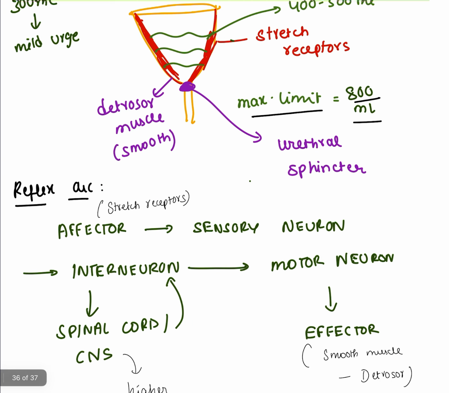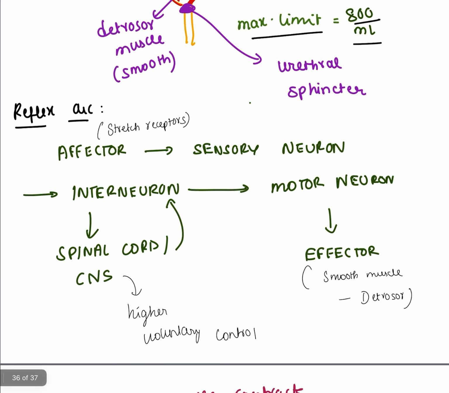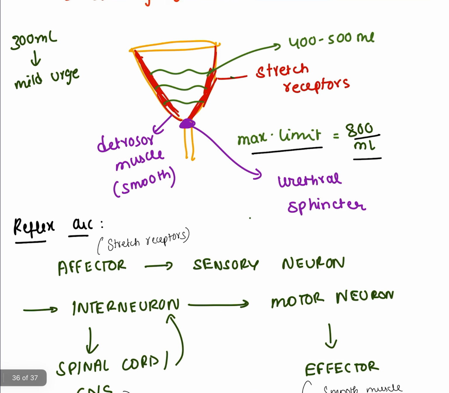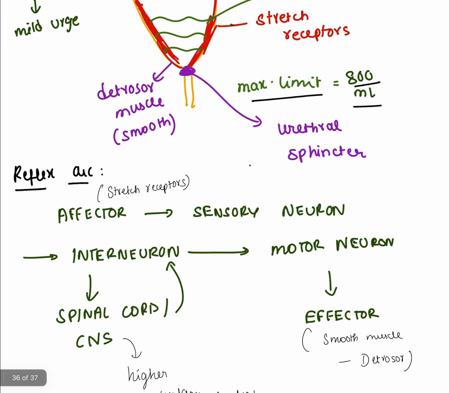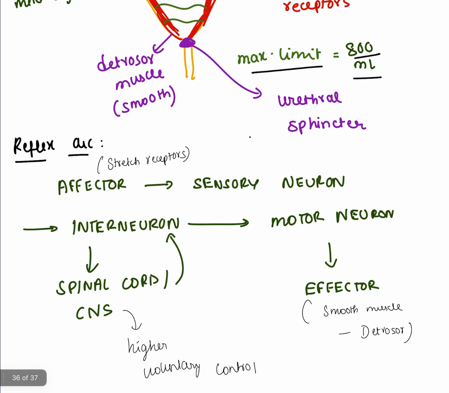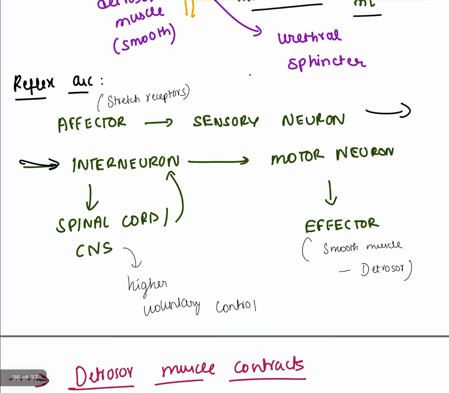Now let us see how the reflex arc works in this case. The receptors in this case are the stretch receptors which get activated. They send the signal through the sensory neurons to the interneuron. Over here, through the interneuron to the spinal cord and then the central nervous system.